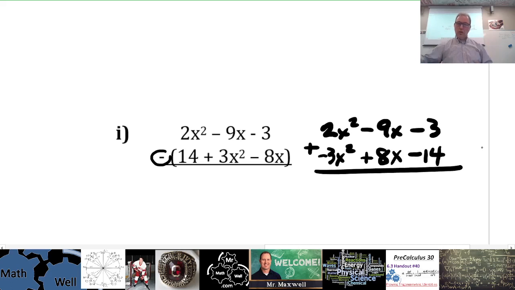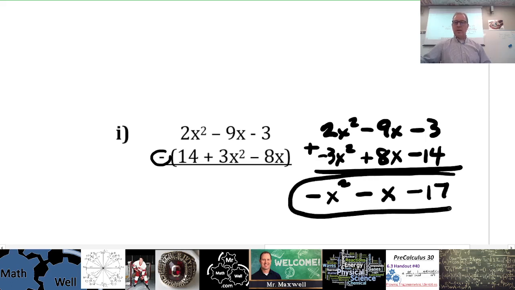Okay. So I add these up. 2 minus 3 is -1, or just -x squared. -9 plus 8, that's going to be minus 1x, or just minus x. Again, we won't put the 1s there for coefficients. And -3 minus 14, that goes further into the negative territory to -17. And then you circle that answer, and that's how that goes.